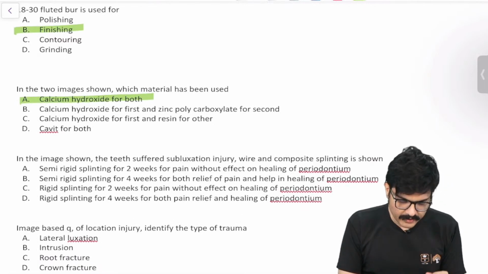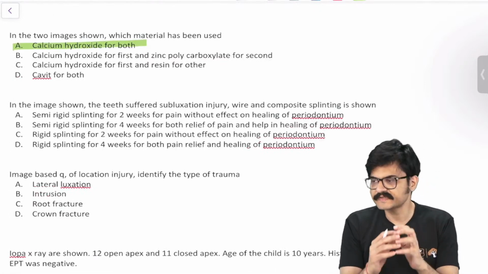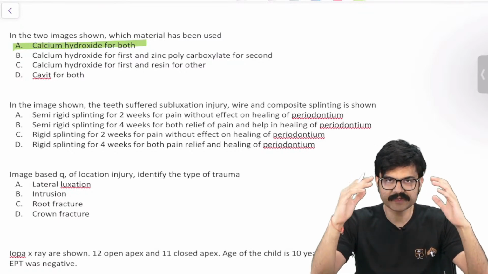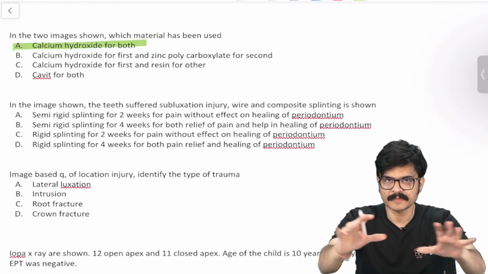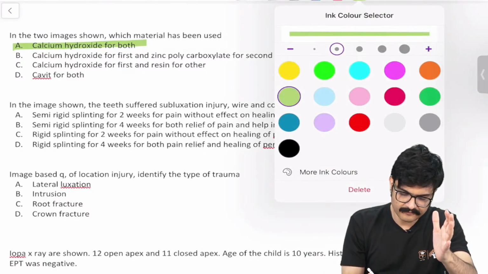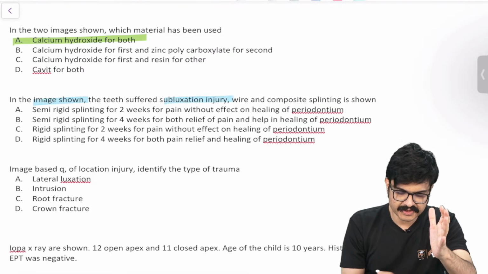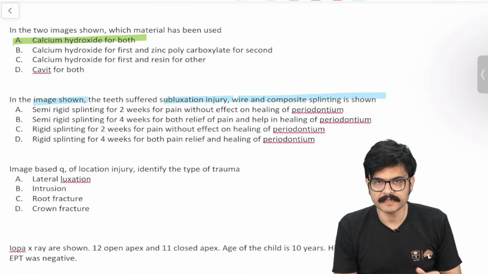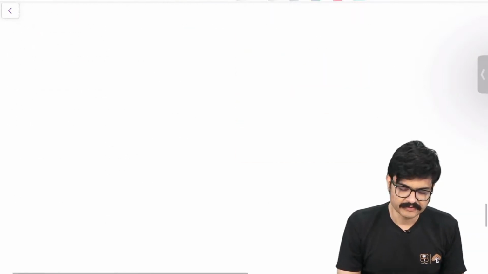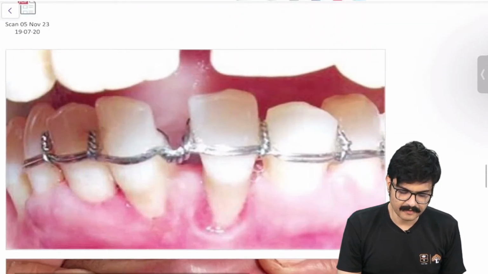Then we have an image-based question. Very interesting. The tooth has suffered a subluxation injury. So when you see this question, your head should directly go into the management of subluxation injury, right? So let's just take this one by one. We have an image-based question, subluxation injury, where wire and composite splinting can be seen to be done in the clinical management. So it was something like this. If not exactly like this, but something like this, right?